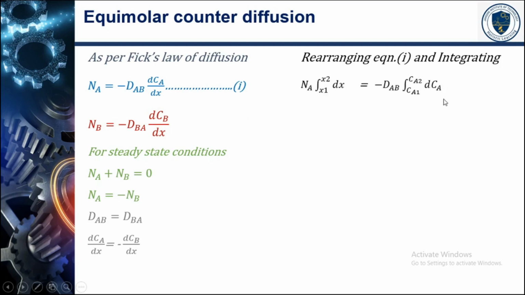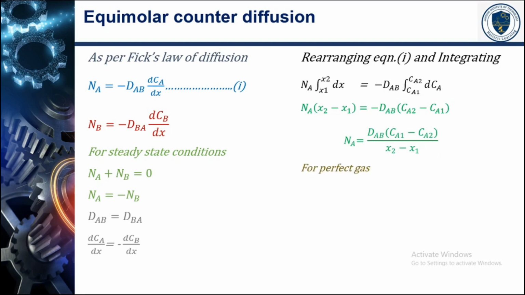So this equation we will get after the mathematical manipulation, that is Na into the integral of x1 to x2 of dx, equal to minus Dab into the integral of Ca1 to Ca2 of dCa. So after the integration, we will get Na into x2 minus x1, equal to minus Dab into Ca2 minus Ca1. Then rearranging this equation gives Na is equal to Dab into Ca1 minus Ca2 divided by x2 minus x1. Now for perfect gases, Ca is equal to rho A by Ma, that is equal to Pa by Gt.